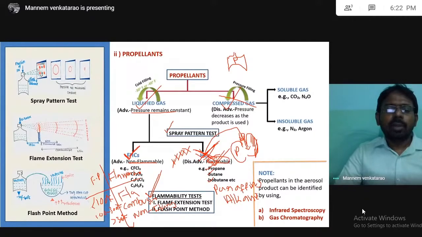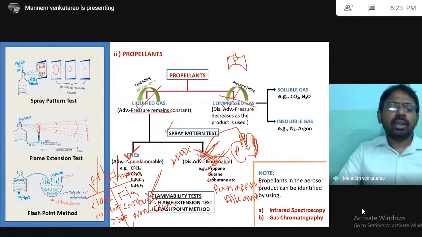For example, the flash point of petroleum is minus 40 degrees Fahrenheit. Minus 40 means less than 100, so it is flammable. Kerosene, 250 degrees Fahrenheit, is combustible. Wood, 450 degrees Fahrenheit, is non-flammable. So once I tell you the flash point, immediately you can say the flammability of that product. Okay, then this flammability test is completed.